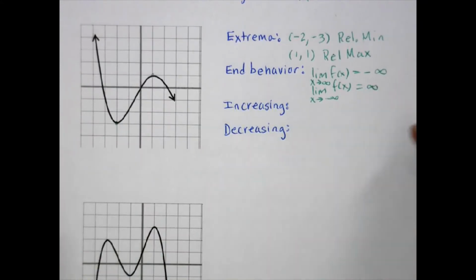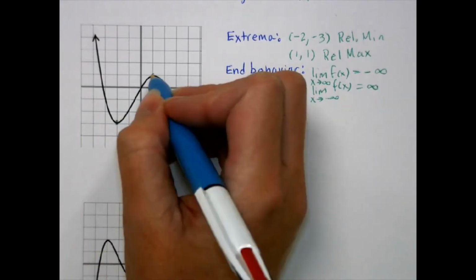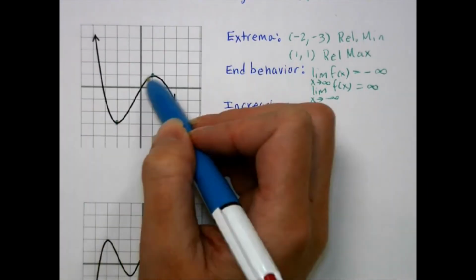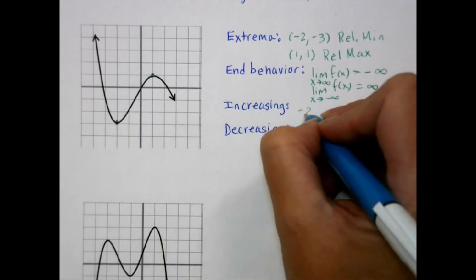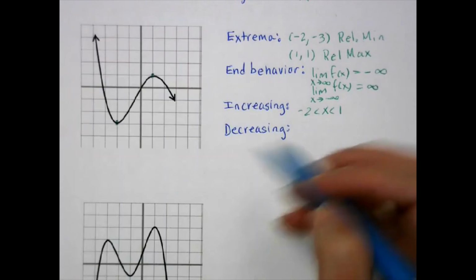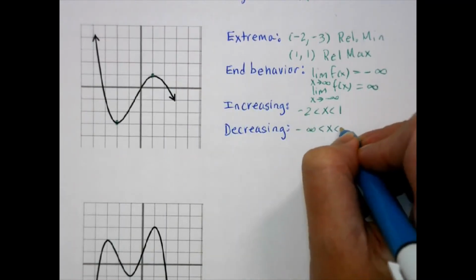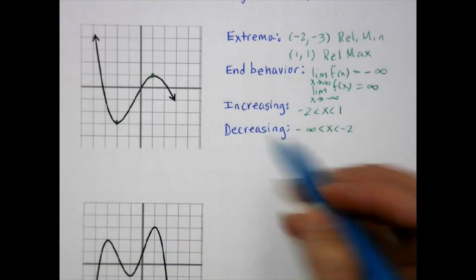Okay, increasing and decreasing. This graph is increasing from here to here, so from -2 to 1. It's decreasing from -infinity to -2, and then decreasing past 1. So 1 is less than x is less than infinity.